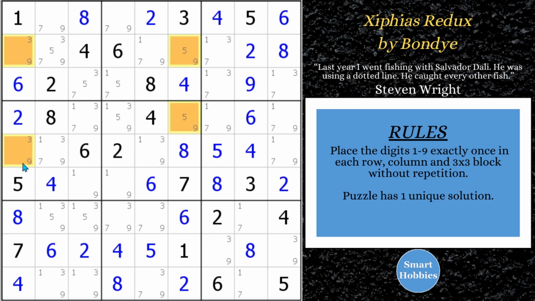Alright. And I have an X-Wing Skyscraper tutorial. I'll put a link to it right here. Go check it out if you want to understand how we can solve with these. So basically, the 9s are limited to 2 spots in columns 1 and 6. They share one shared row. That's what makes it a skyscraper. So the 9s are shared in row 2.